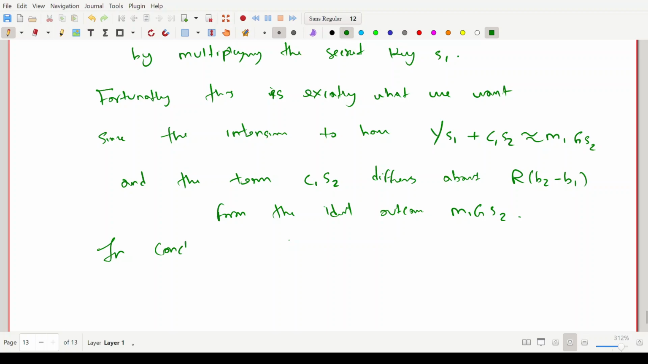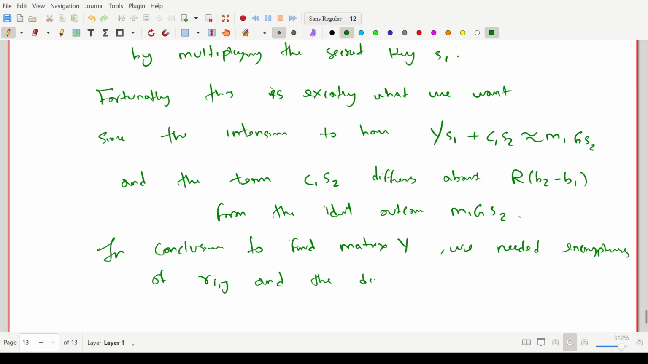In conclusion, to find matrix Y, we needed the encryption of Rij, okay, and the difference between the public keys. That is B1 minus B2.